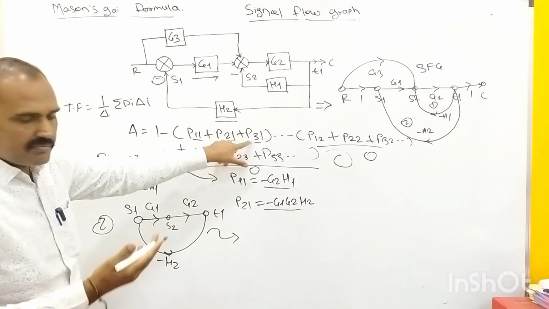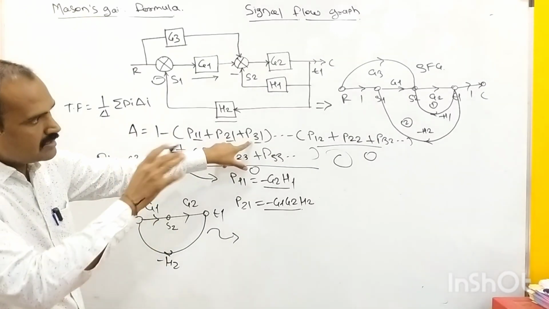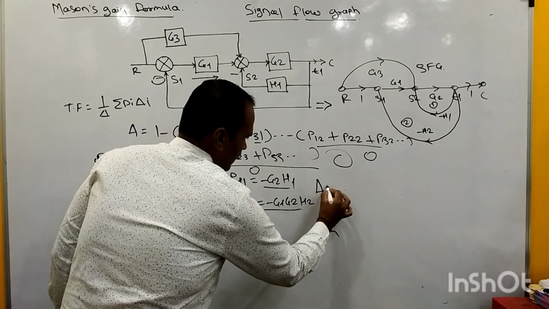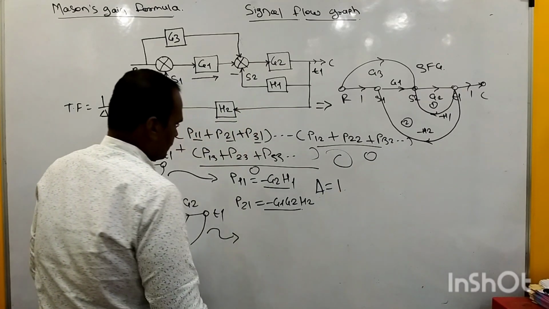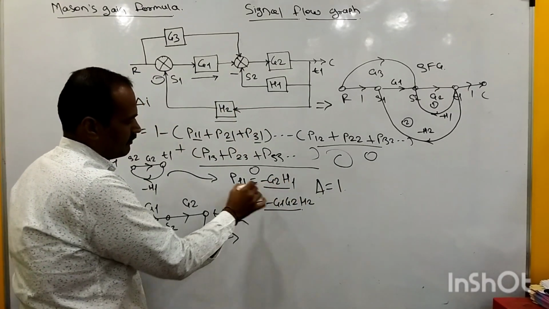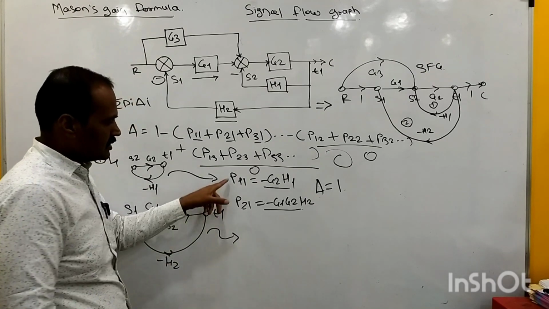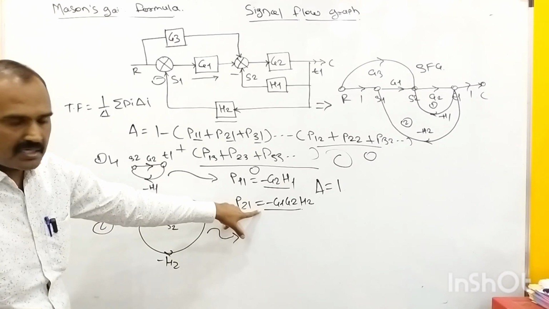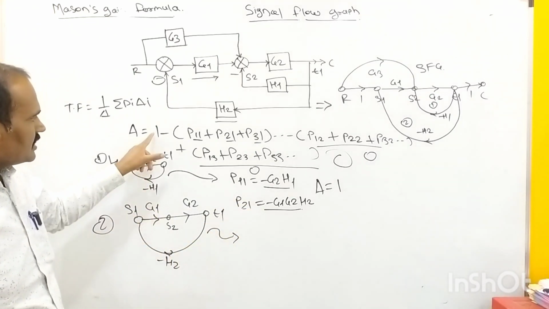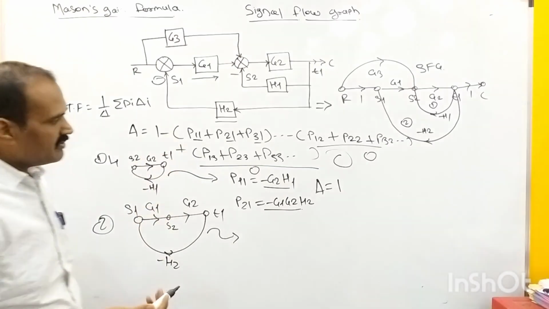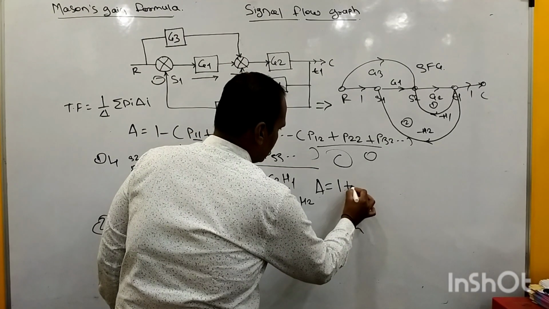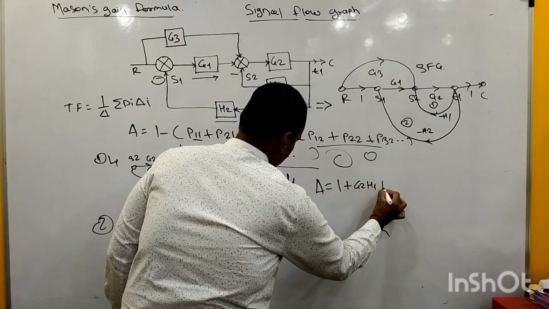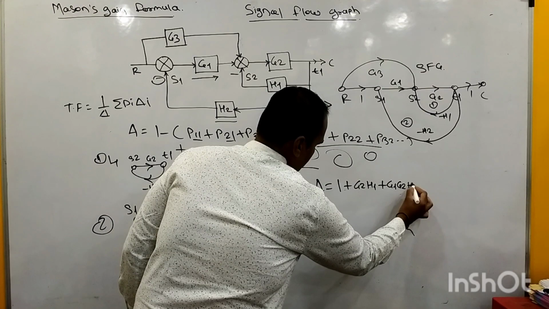Again, we don't have a third individual loop in this signal flow graph representation. So here delta will become 1 minus of P11 plus P21, right? As P11 is denoted with a negative sign, this gain is also denoted with a negative sign. So as we are having 1 minus of this term, minus minus obviously becomes plus. So delta will become 1 plus G2 times H1 plus G1 G2 times H2.